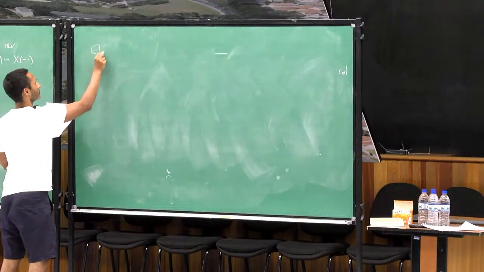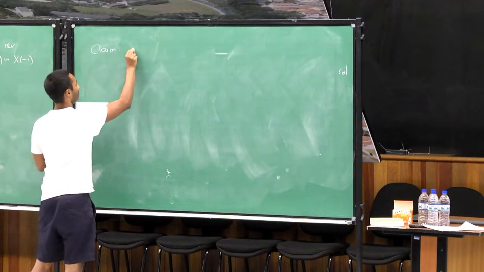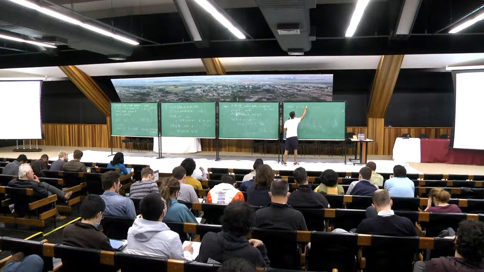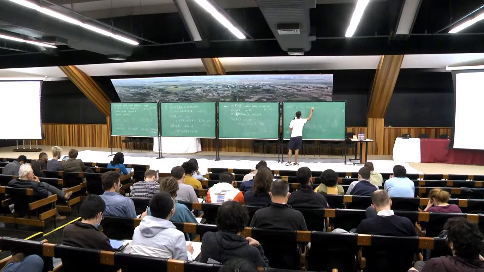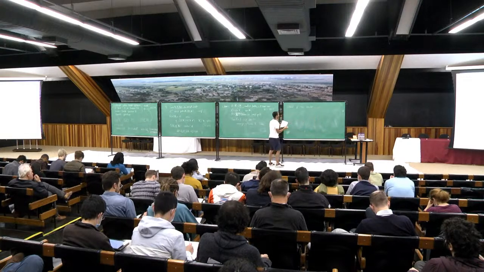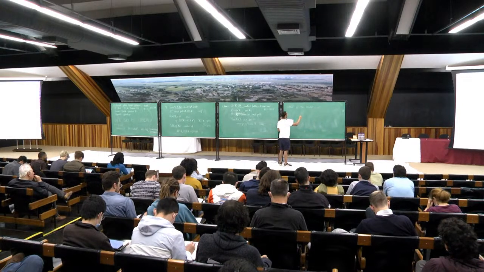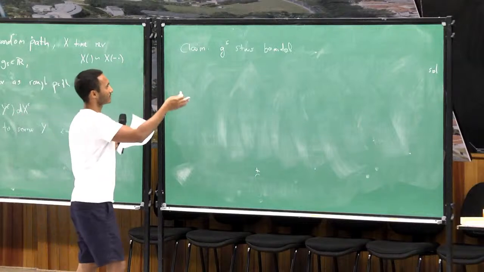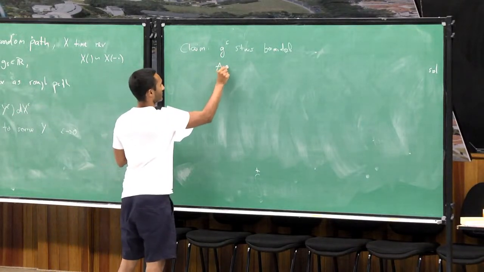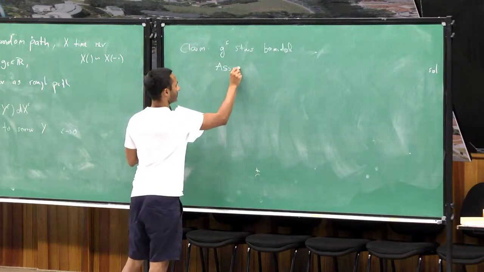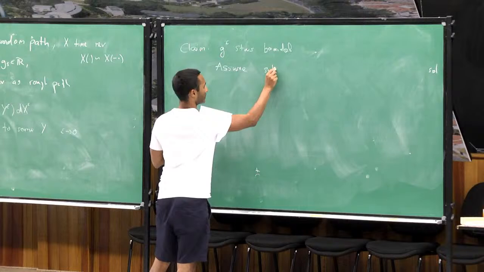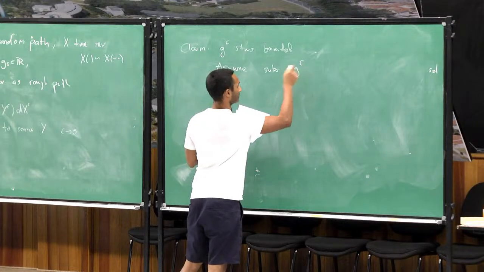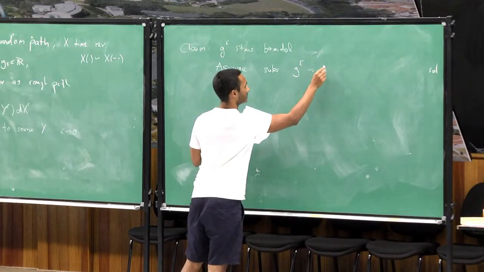So the first claim is that G epsilon stays bounded. We show this by contradiction. Either we find a subsequence that would converge to infinity or to minus infinity, if this is not the case. So let's assume that it converges to infinity. I will leave out the subsequence in the notation from now on, but let's assume that G epsilon, meaning a subsequence, goes to plus infinity.